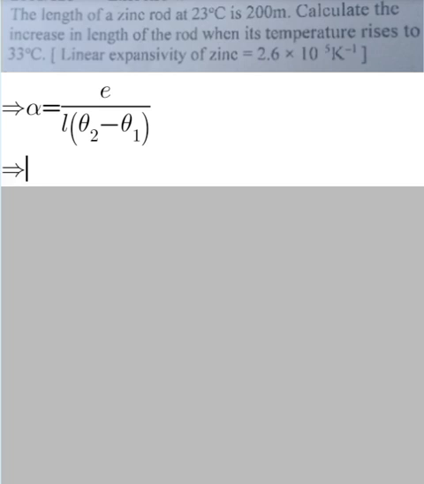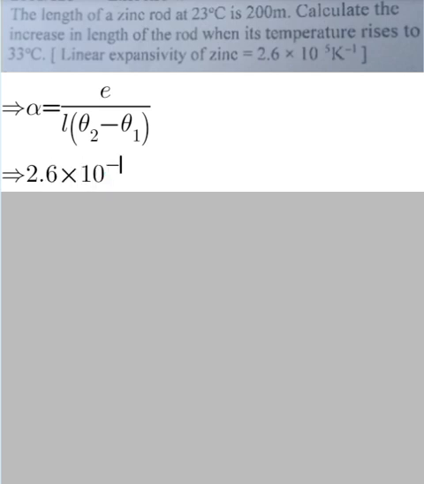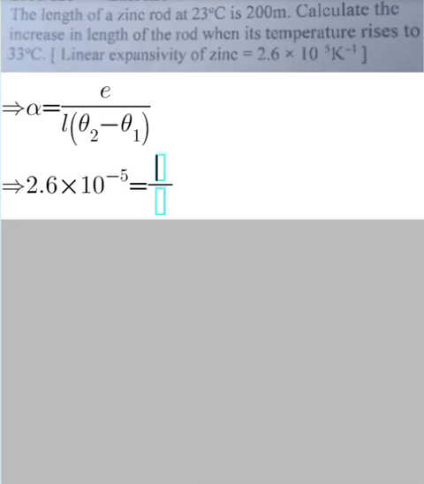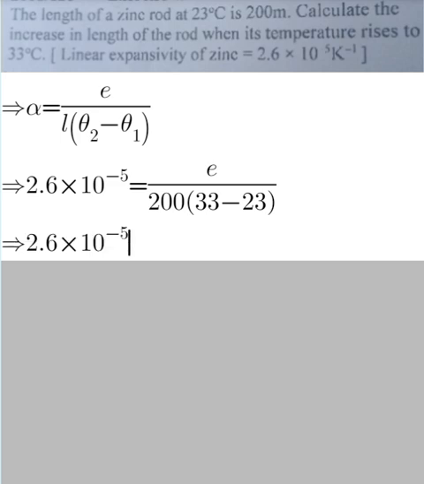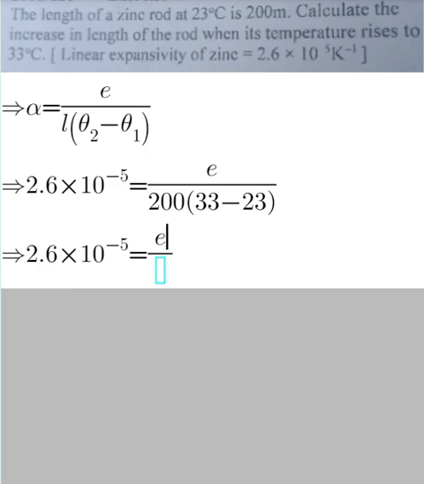So we are going to input the values as stated in the question. For the linear expansivity, the value is 2.6 times 10 to the power of negative 5. This will be equal to, we don't know the increase in length of the rod, so we leave that as the unknown, divided by the length of the rod, which is 200 meters, times the final temperature, 33, minus the initial temperature, 23. So next, let's rewrite this: 2.6 times 10 to the power of negative 5 is equal to E divided by 200 times 10.